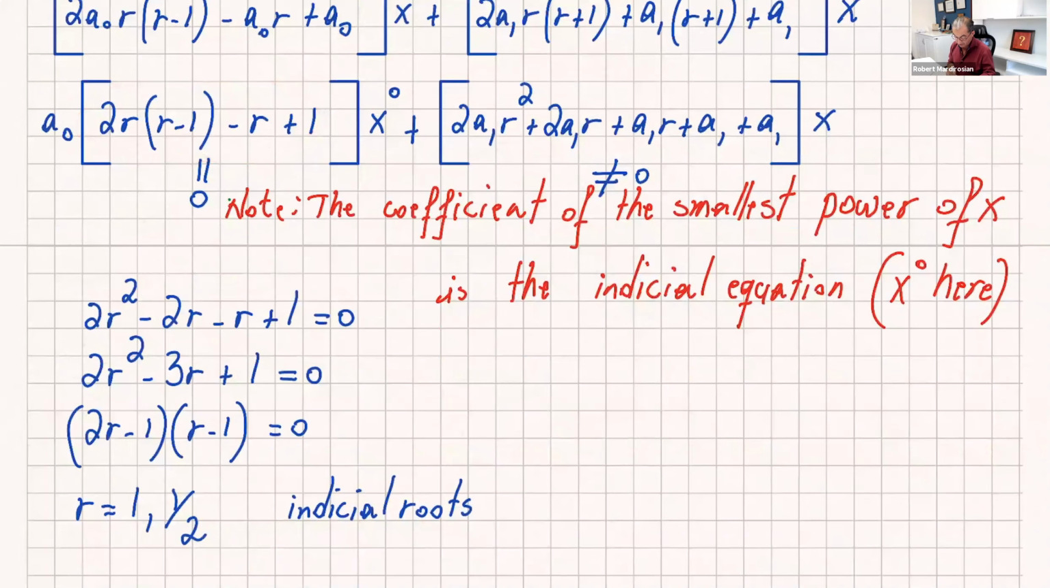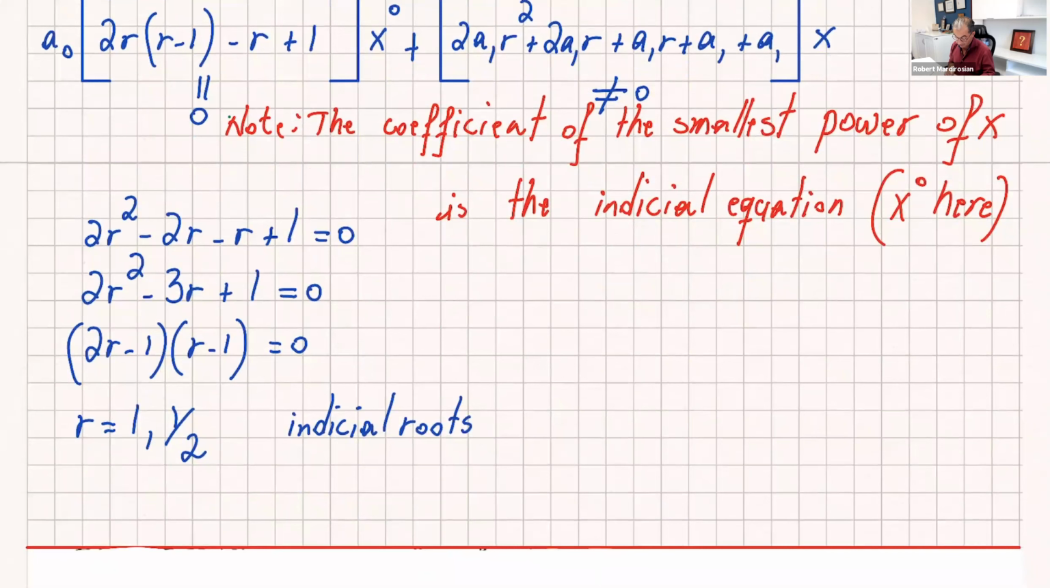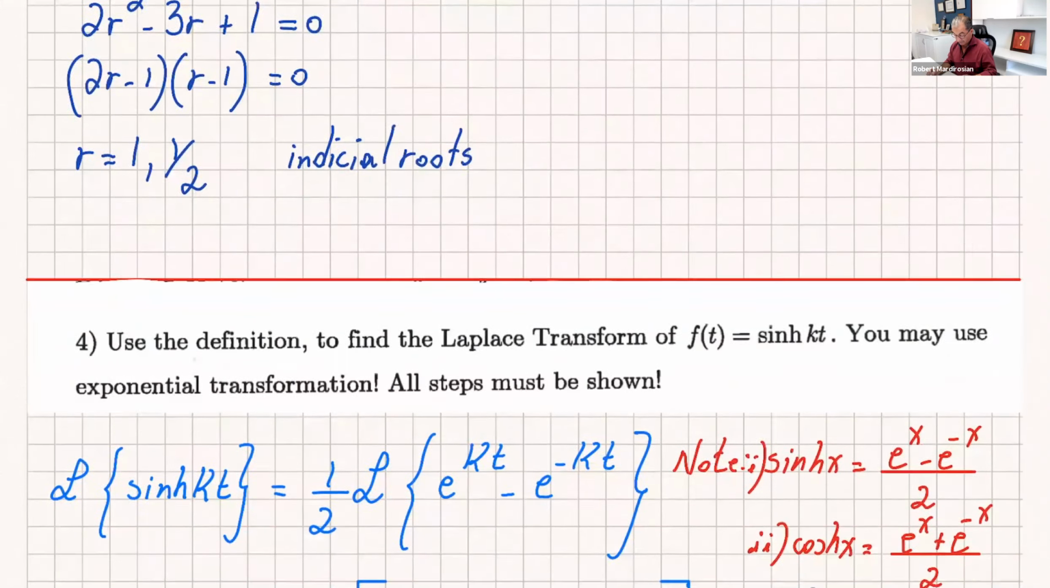This is a quadratic equation. You can solve for r, and you get r equals 1 or r equals 1/2. All we needed are the initial roots. Now to finish this equation is pretty long. You have to do it with r equals 1 first, and then r equals 1/2. So basically, this is what you're going to have on the exam. Just go ahead and find the initial roots, and that should be good enough.